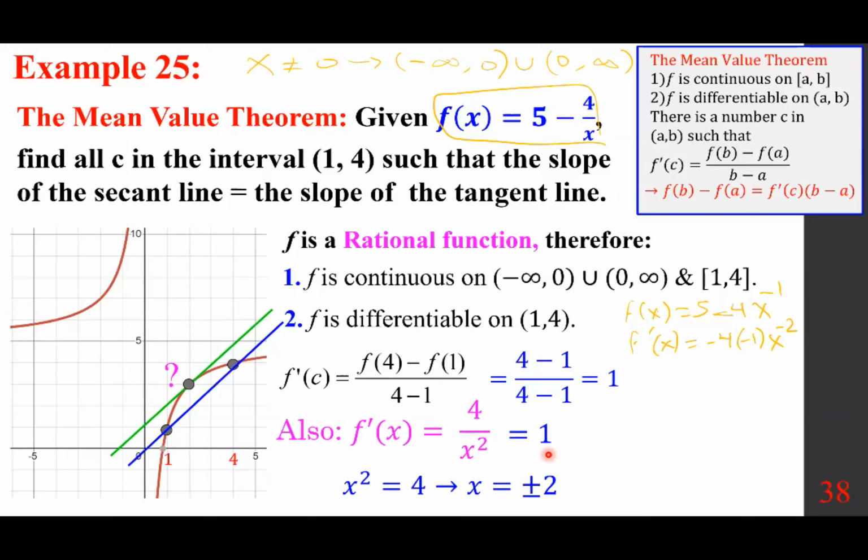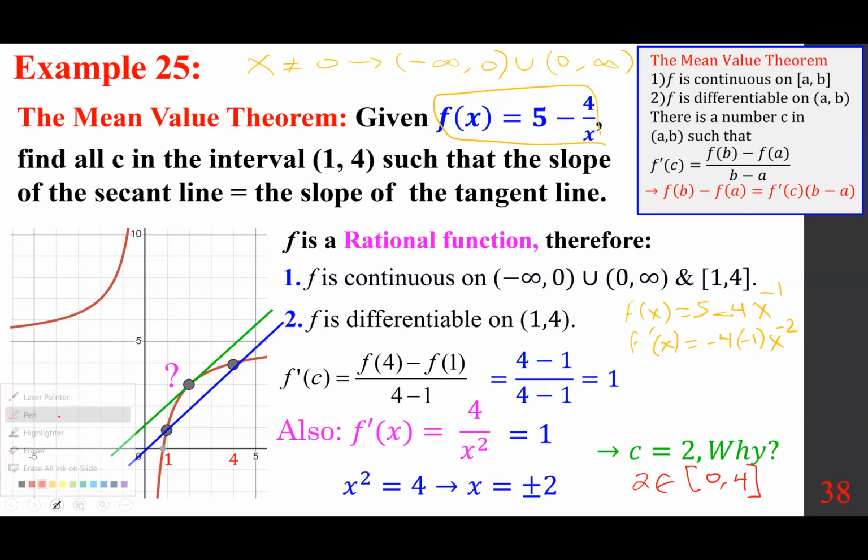But remember, we just wanted between 1 and 4. I told you there are two answers. So the choice is x or c equals 2. Again, why is that? It's between 1 and 4, okay? We want this number to be between these two numbers, and negative 2 is outside. That's why. So I'm going to write it as, because 2 is an element of the set of 0 to 4.